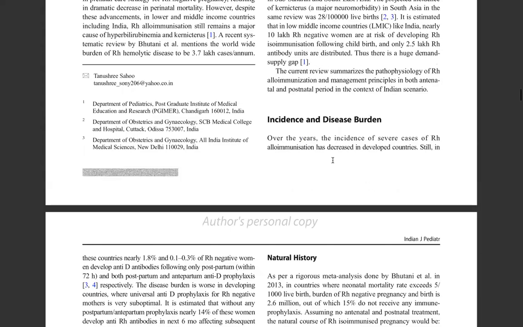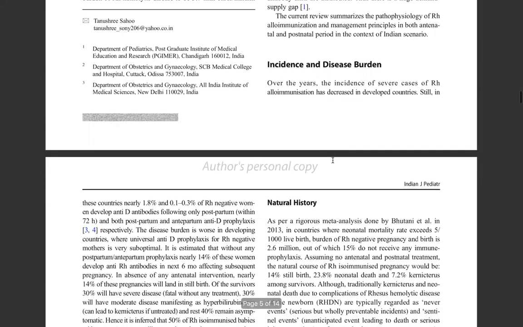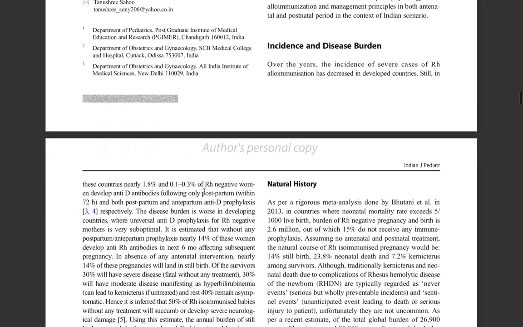For incidence, what you have to discuss is that Rh negative patients, if they are exposed to Rh positive blood, develop alloimmunization in about 1.8% and 0.1 to 0.3%. In developed and developing countries there is a big difference, because of the availability of anti-D antibodies.